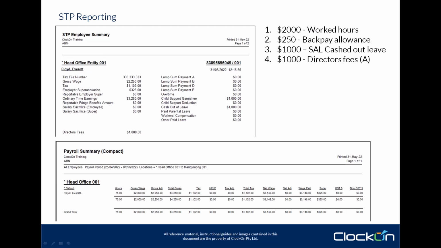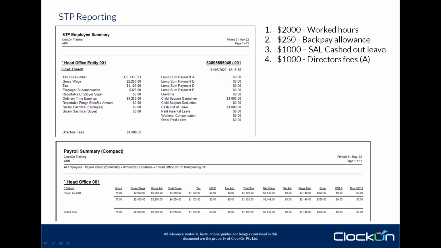Next, we have a child support garnishee, which again is just a pay disbursement, so it doesn't come into anything in regards to these reports. So that's just a note of how the amounts will display on this report. And then we've got the cashed out leave of $1,000 there.